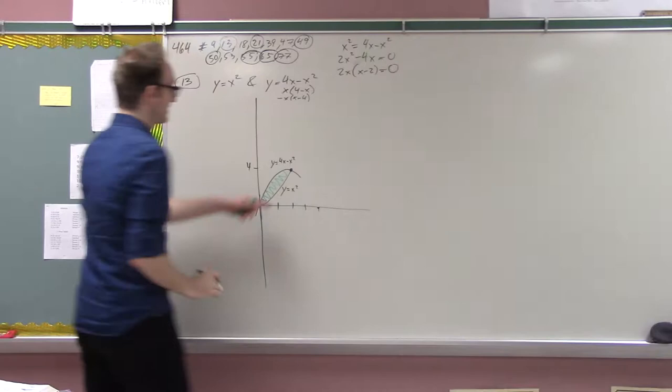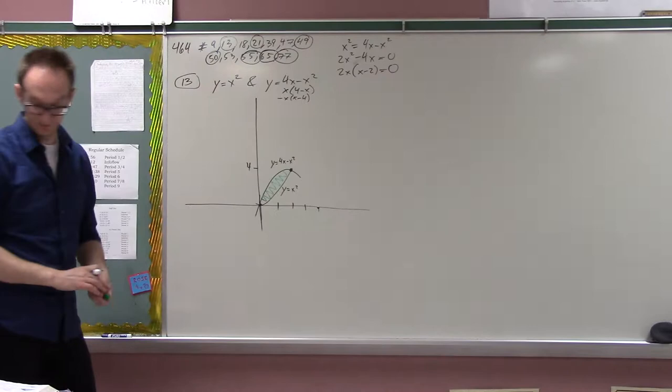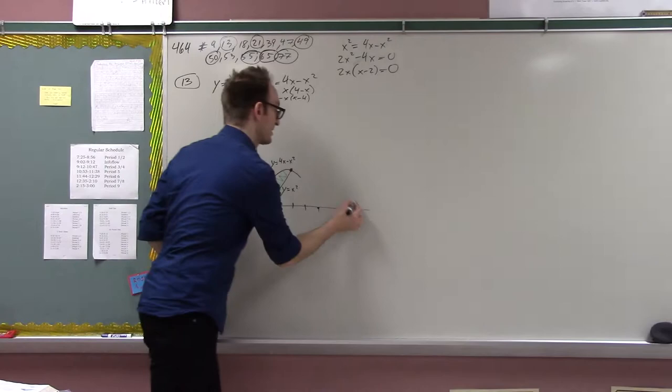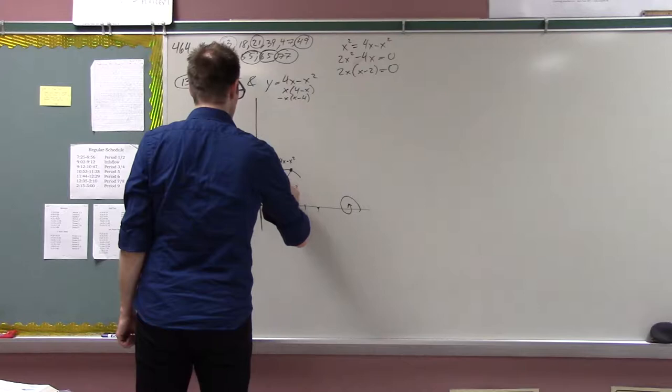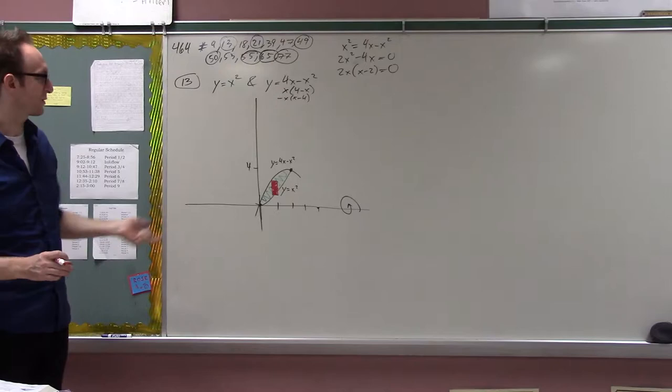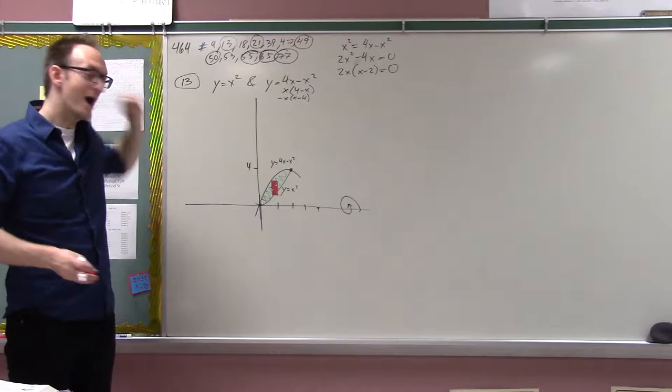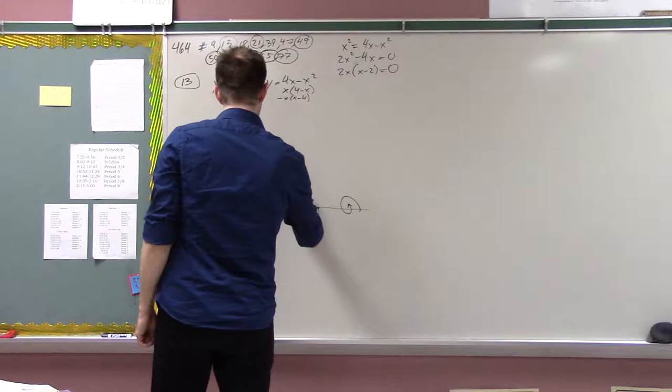And what am I doing with this region? Well, in part A, I am rotating this region about the x-axis. So I draw my little rotation symbol, and now in order to figure out what shape I get, I draw a representative rectangle. The representative rectangle is going to be vertical, and what happens to that representative rectangle when it gets rotated about the x-axis? A washer is formed. And the dimensions of that washer, well, what do I need to know about the washer?